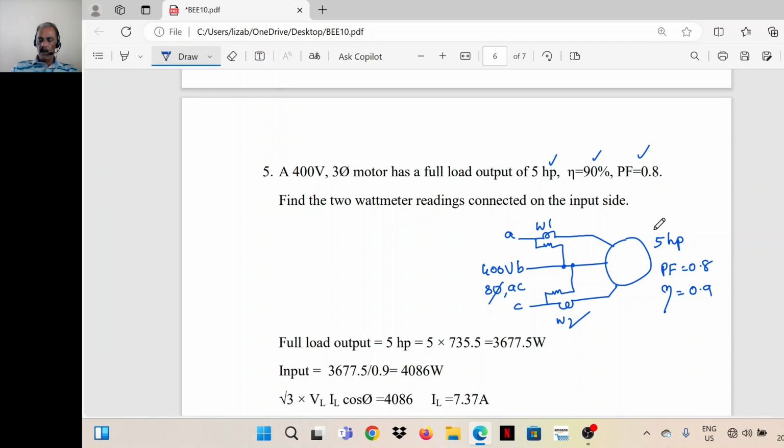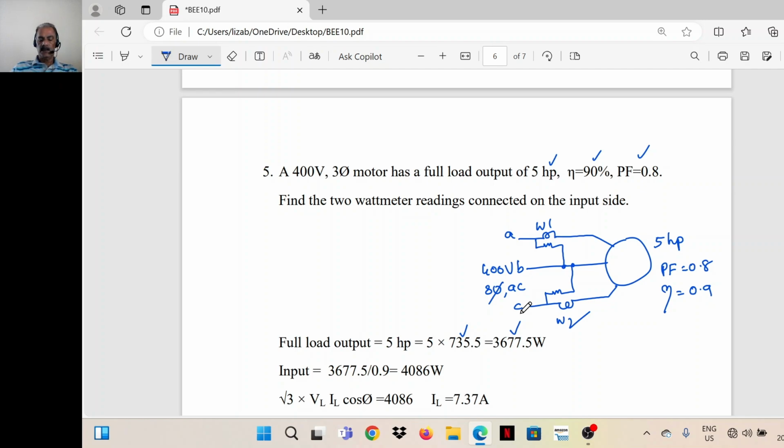Now, output is given, power factor is given, efficiency is given. Output is given, efficiency is given, we can find the input. Now, the output is given in HP, we have to convert to watts. Here, I think a metric HP is given, that is why 735.5, otherwise it is 746. Okay, let's take it as 735.5 for the time being. So output is 5 HP. So 5 into 735.5, 3677.5 watts. This is the output.